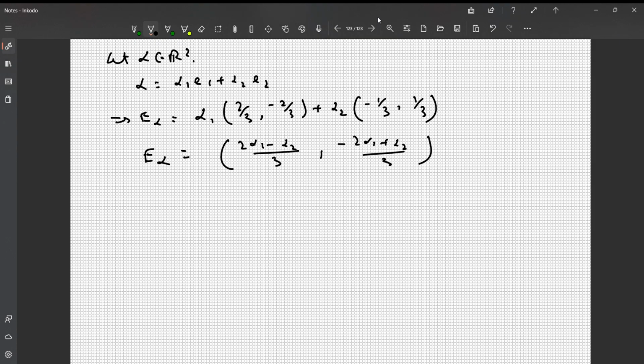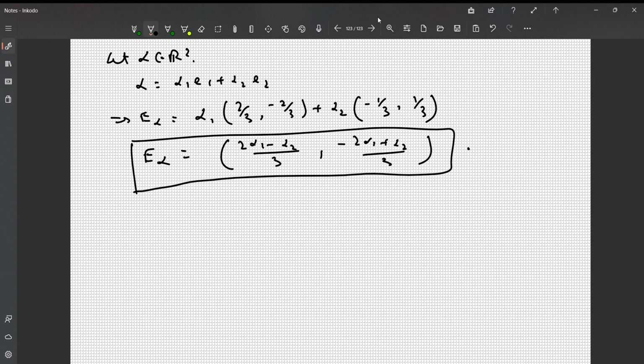So this is the structure of the linear operator. Clear? Okay. So let us move on.